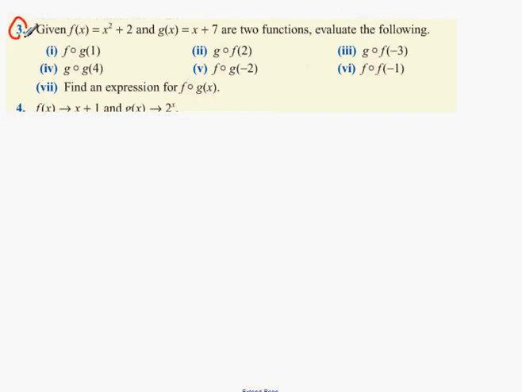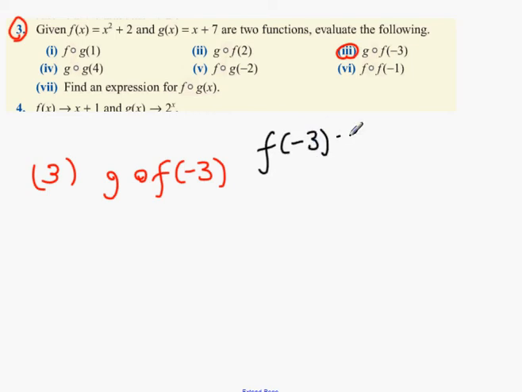Now, this one here is a quadratic equation, okay? So we're going to try question 3 here. So g after f of minus 3. So what do you do first, Cormac? You get f of minus 3. And how'd you do that? Whatever it is, square it and add on 2. And what you're going to get is 11.